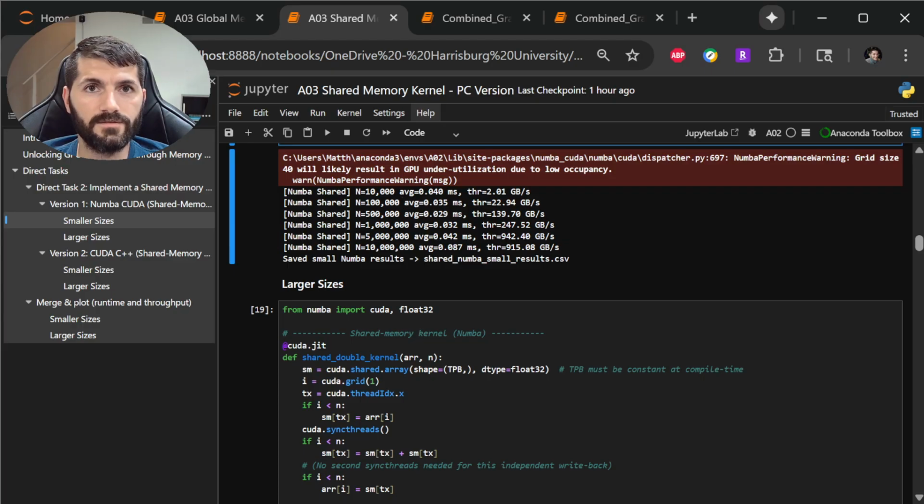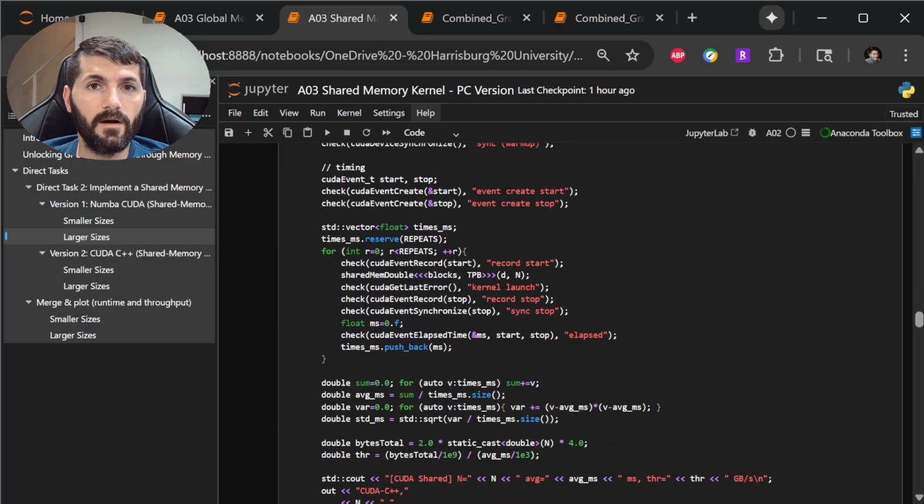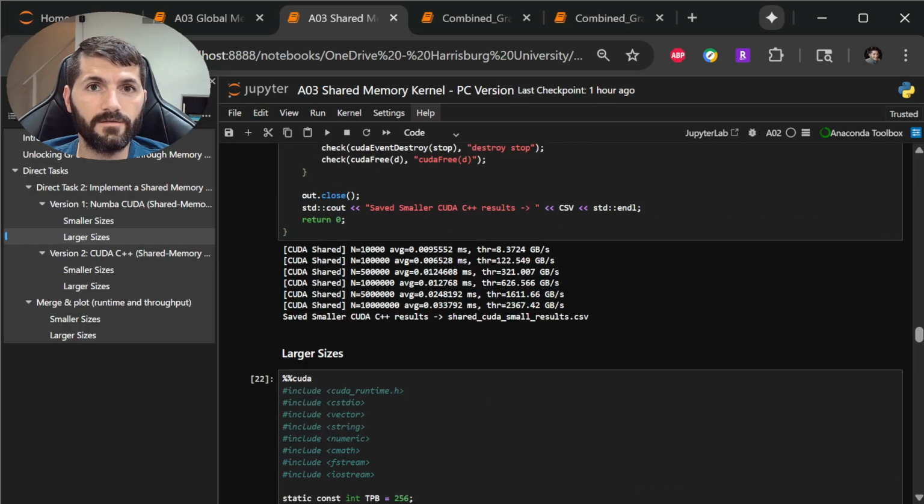So smaller sizes, 0.04 down to 0.08 across here. Larger sizes, 0.6 going up to 10.5 milliseconds there for a billion, versus CUDA C, which you'll see here, 0.009. So shared memory is quite a bit faster.